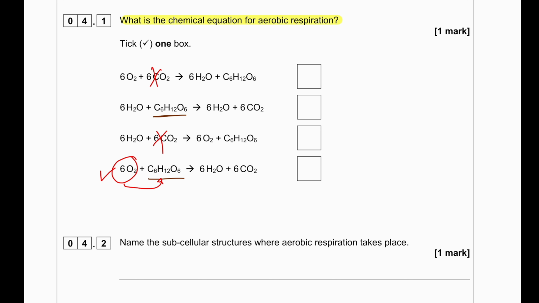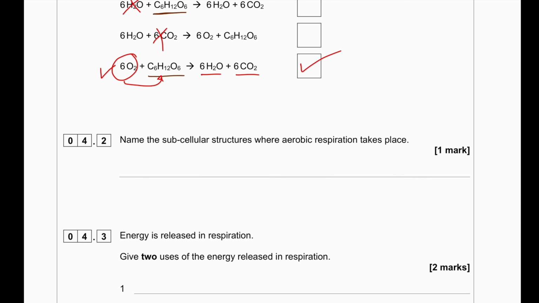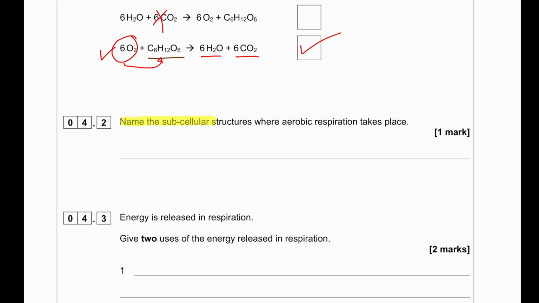So oxygen and glucose produce water and carbon dioxide. Water cannot break down glucose by itself. So 4.1, the last one, will be our correct answer. Name the subcellular structure where aerobic respiration takes place. Aerobic respiration takes place in mitochondria. Guys, as an interesting fact, mitochondria is actually an early bacteria that came to live in eukaryotic cells in a symbiotic relationship, and ever since it has been present in eukaryotic cells.